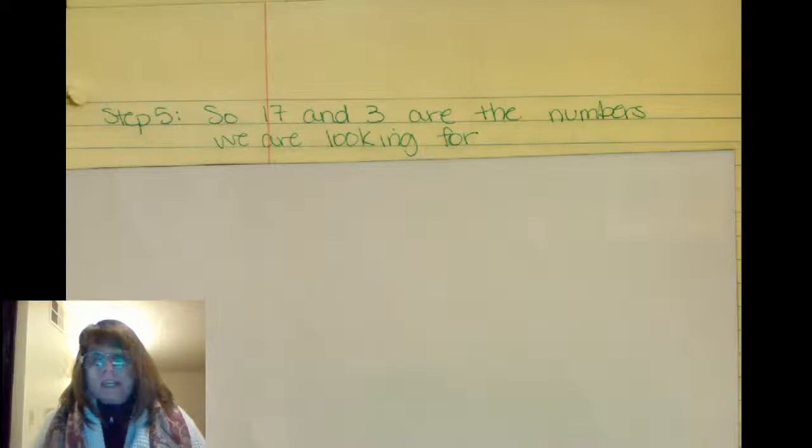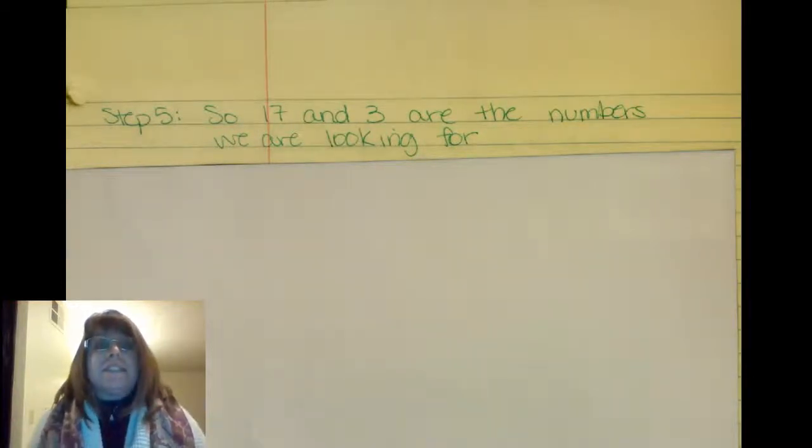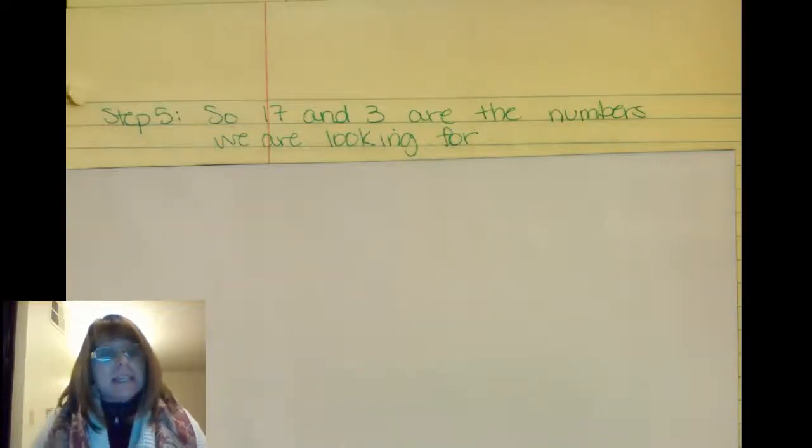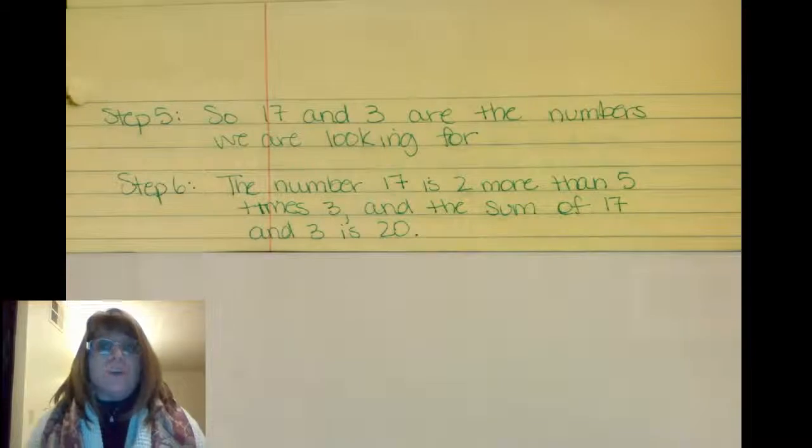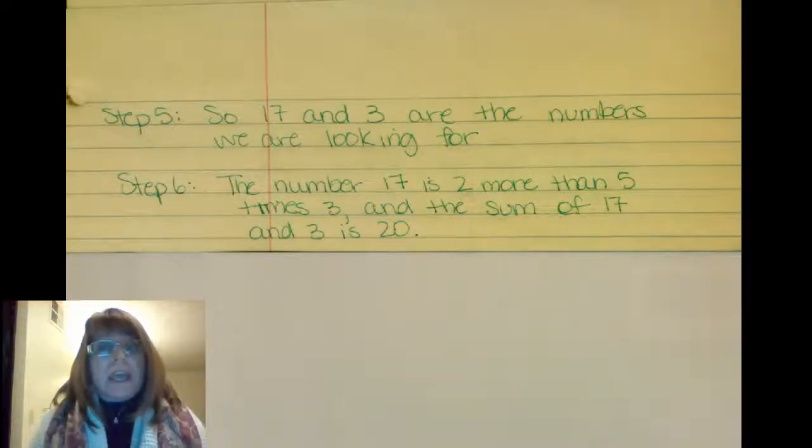Step 5 is to write it in a sentence so we can kind of see what we're looking for. So 17 and 3 are the numbers we're looking for. Step 6 is to reword the original problem using the information we found. The number 17 is 2 more than 5 times 3, and the sum of 17 and 3 is 20.